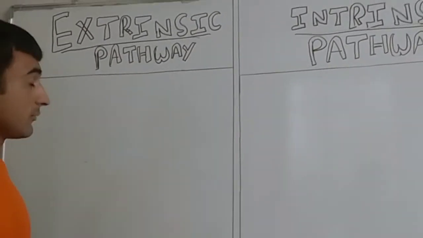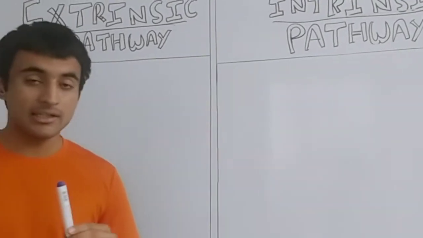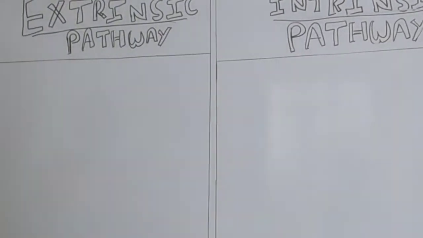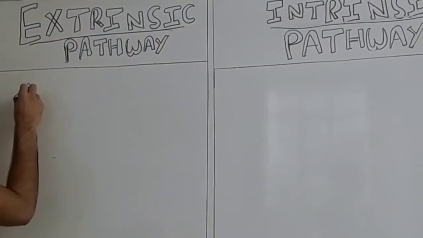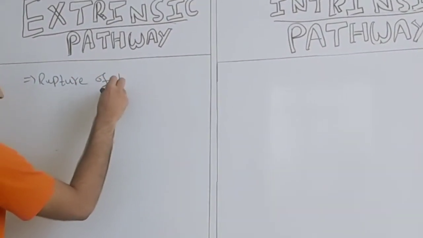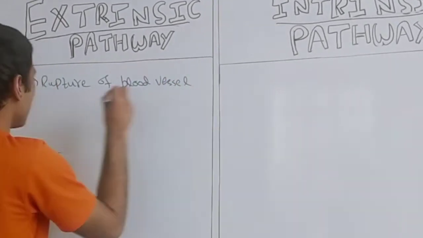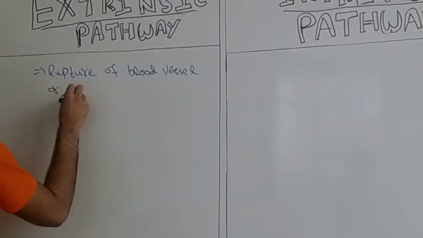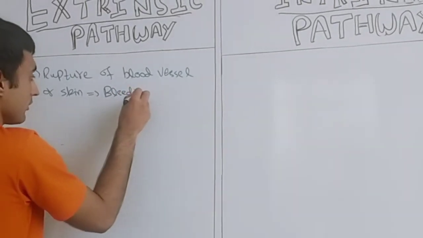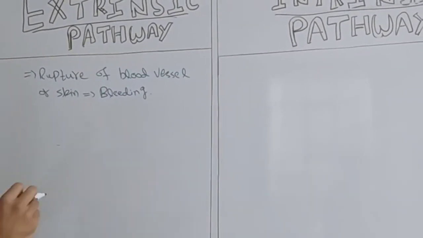This pathway is activated whenever there is any external factor, which means that when an external factor causes the rupture of the skin and the blood vessels, the extrinsic pathway is activated. So any rupture of a blood vessel or skin that can cause bleeding, at that time the extrinsic pathway is activated.